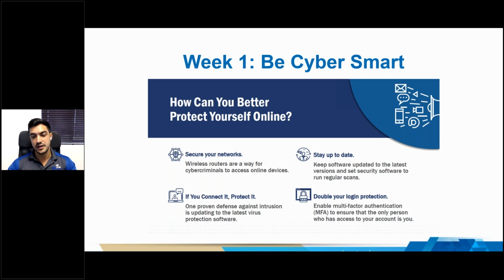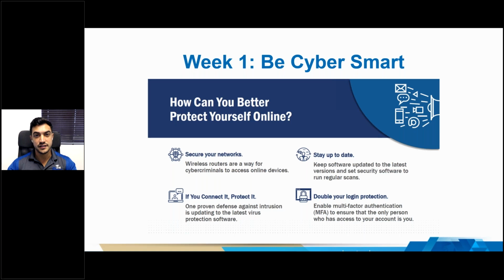Stay up to date, keeping software updated to the latest versions, set to security software, and run regular scans. So what that's saying is, I know at home we use all of our Windows computers. We always click that skip update button because we don't want to wait for it to update. So it's just really important to stay up to date with your software, making sure it's always updated, because these companies, like let's say Windows or Apple, usually release updates to fix security issues within your software.